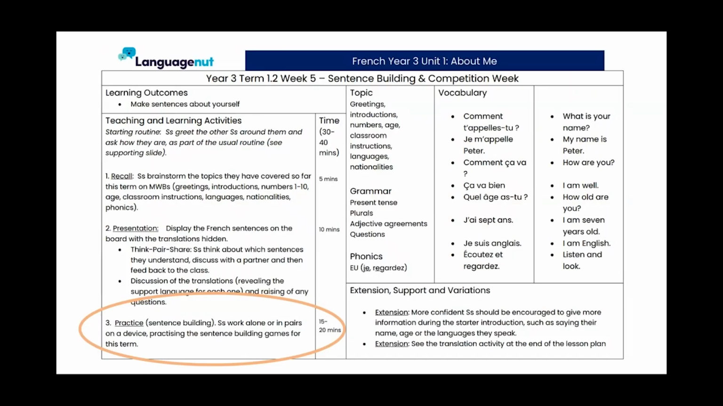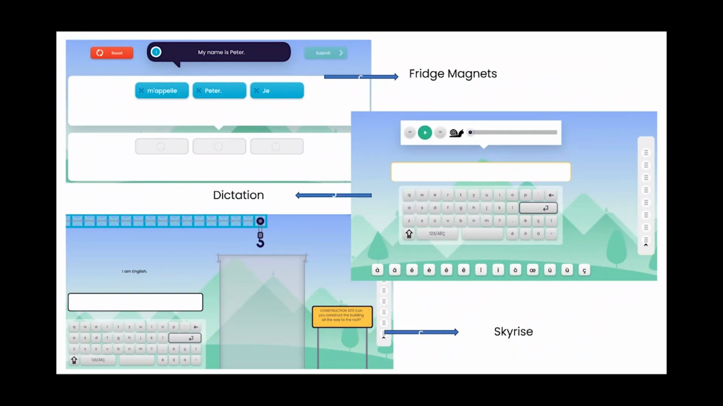After which, as I said, we encourage practice through the various activities that you can assign. The 3 activities that we have for sentence building are fridge magnets, where you drag and drop the words from a sentence into the correct order; dictation, where you can play the sentence and type out what you think you've heard; and Skyrise, where it is a straight translation from English into French. So they get progressively more difficult as you go along, and it's something that can really show that students have built their understanding up as the term's gone on.